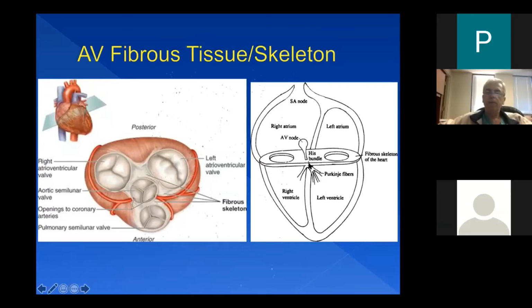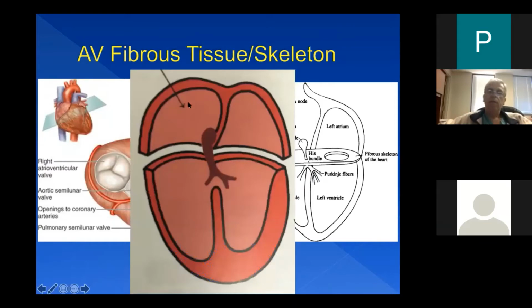AV node. Another way of looking at it is an atrial muscle mass, the AV fibrous skeleton and valves, and a ventricular muscle mass, connected with one electrical connection, and that is the AV node. That is in normal cases. Of course, there are other possibilities of connecting these two muscle masses by accessory pathways that could be anywhere on the right or on the left.